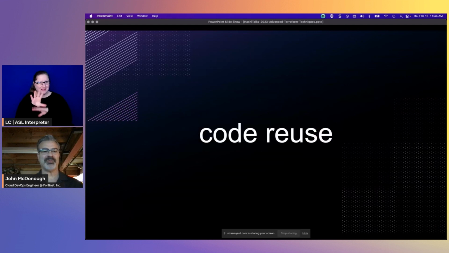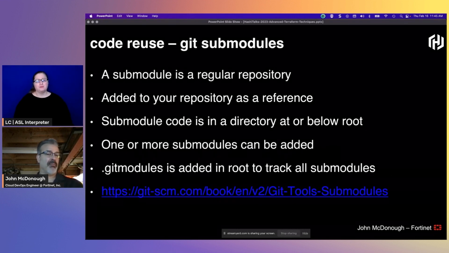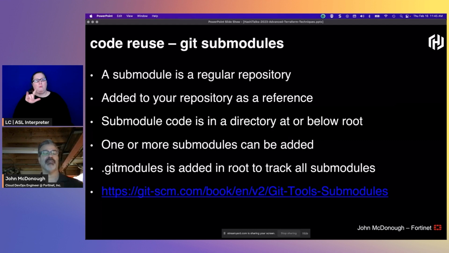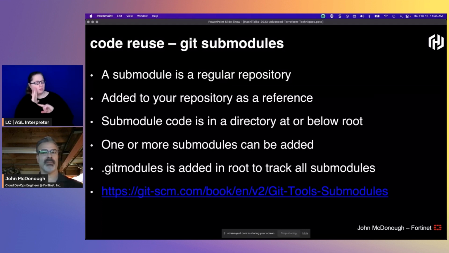So code reuse. What I do is I use Git submodules, and I write modules that are shared across several different projects. A little bit about a submodule. What is a submodule? It's a regular repository, and it's added to your repository as a reference to the repository that it is in. And not just the repository that it is in, but the commit level that it is at. I'll show you that in just a moment.